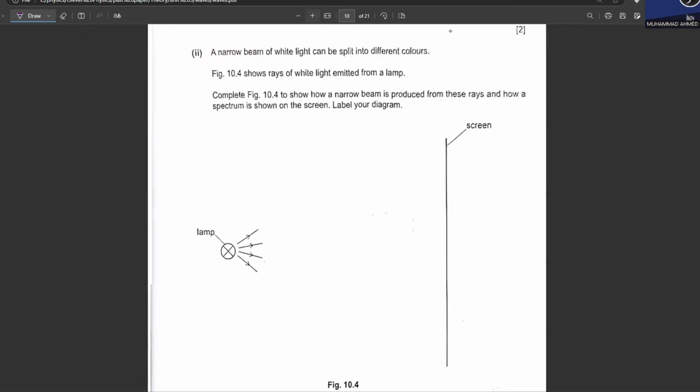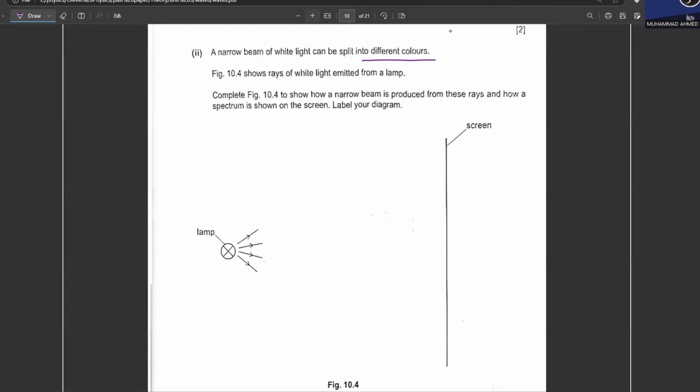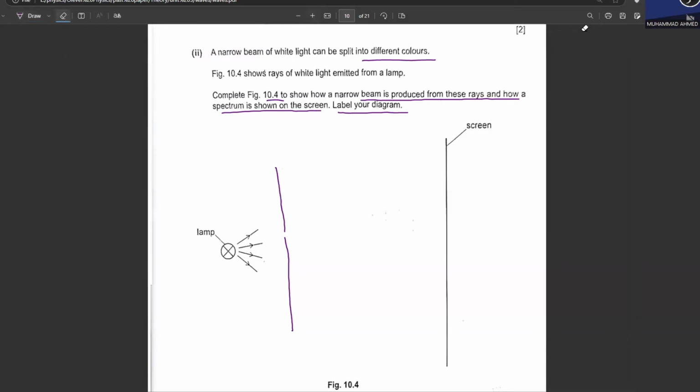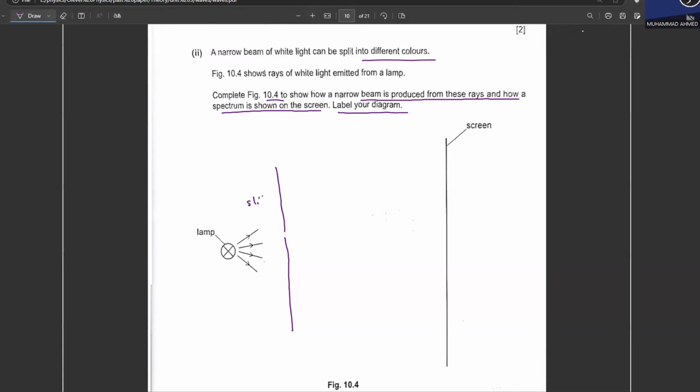Let's see this. A normal beam of white light can be split into different colors. Figure 10.1 shows rays of white light emitted from a lamp. Complete figure 10.4 to show how a narrow beam of light is produced from these rays and how a spectrum is shown on the screen. Label your diagram. First of all, to create a narrow beam of light, you will create a small slit like this. Let me label the slit here. This is your slit. This will cause your narrow beam of light.